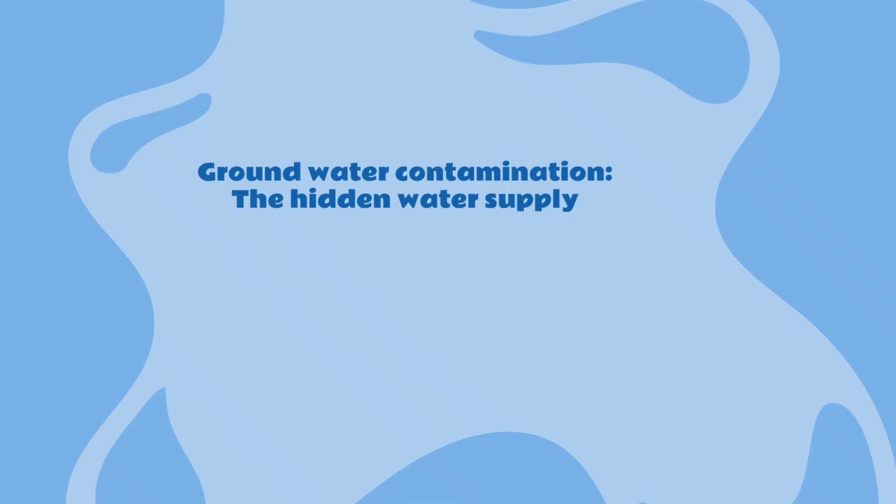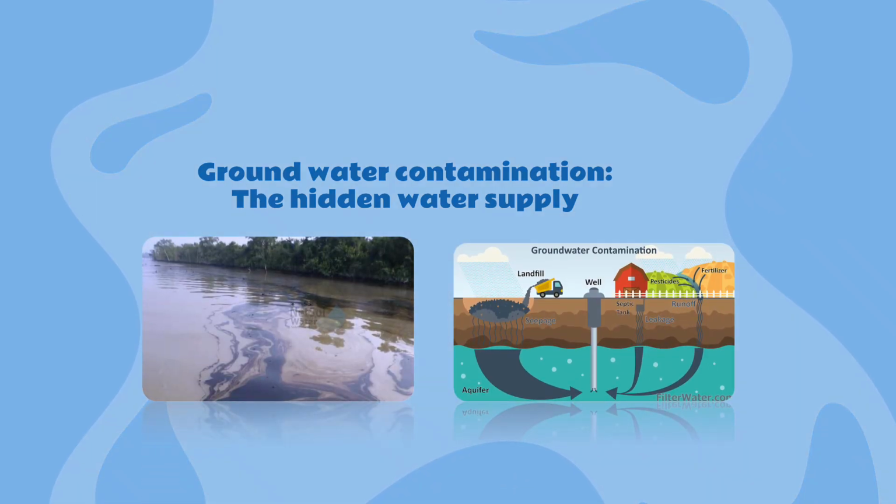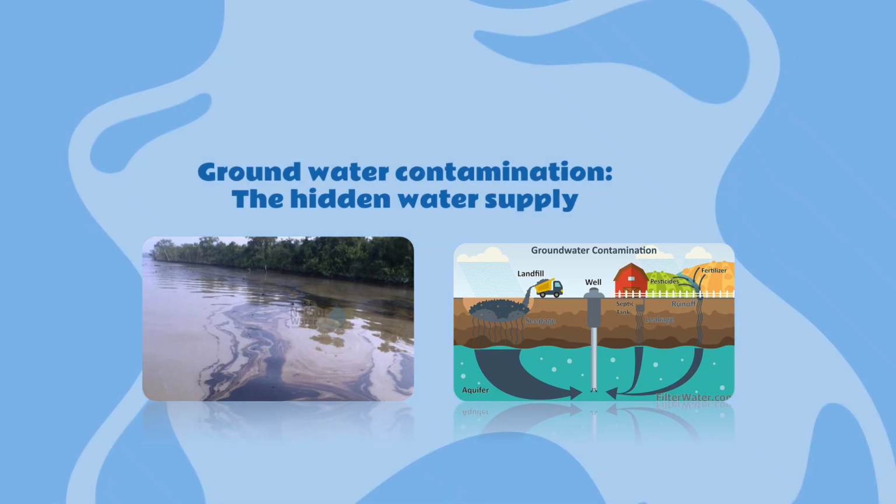Groundwater contamination, the hidden water supply. Most of the water that you use every day comes from underground reservoirs, but what happens when that water gets polluted? It's time to explore how groundwater forms, how it becomes contaminated, and what you can do to protect it.